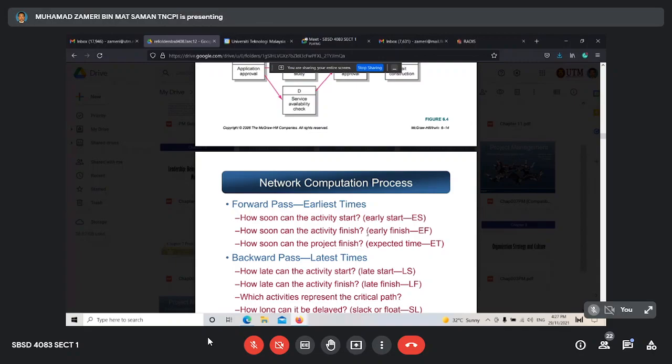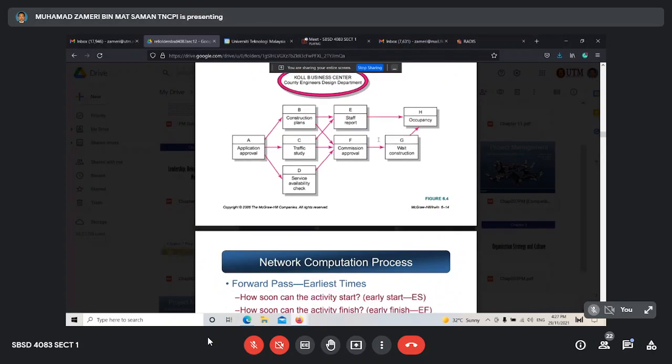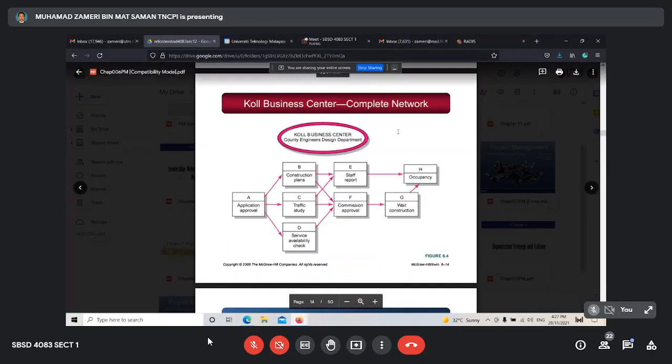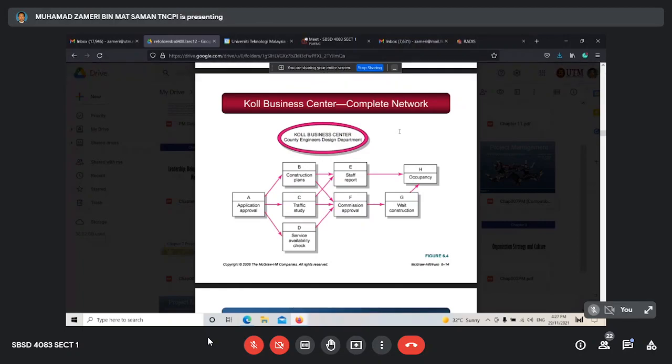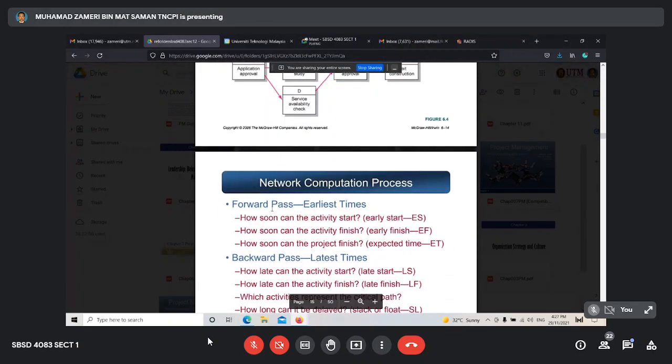Forward analysis means from left to right, from A to H. This is forward analysis. Backward analysis is from right to left, reverse, from H to A. So what does it mean by forward analysis? Forward analysis is to get the earliest time.